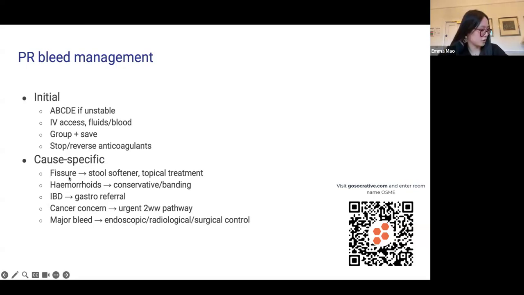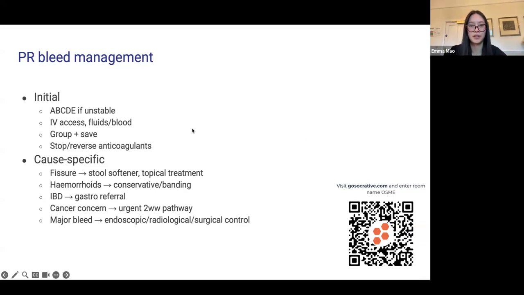Okay, and then quick management. So fissures are often associated with constipation and hard stools. So stool softener can help with the pain and stop opening up the fissure again. And topical treatment can also make the vessels smaller. Hemorrhoids can be managed conservatively, also with creams and things. And then there are also surgical methods of managing hemorrhoids. IBD, do a gastro referral. And if there's a cancer concern, do the urgent 2-week wait pathway. And then major bleeds won't turn up on your OSCE.